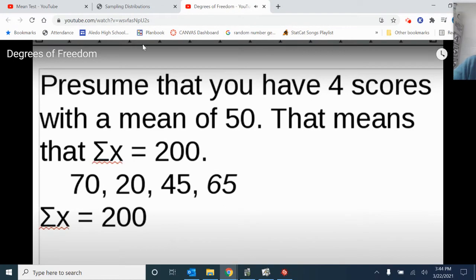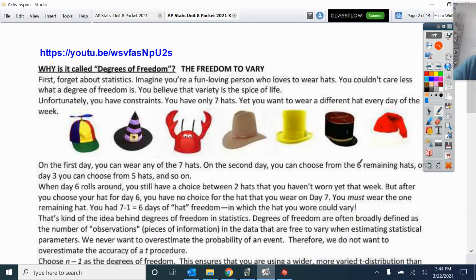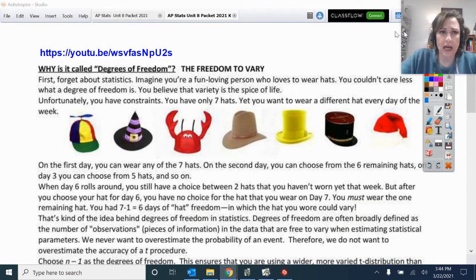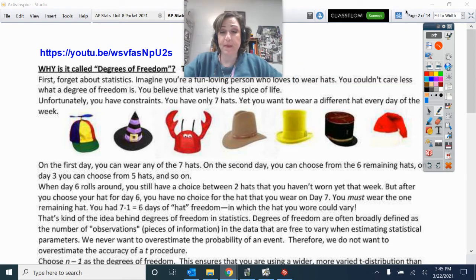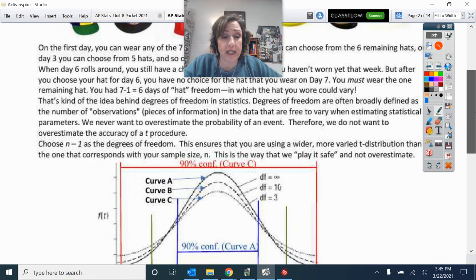Okay, so that is a very simplistic example. And I have this article here that I'm not going to go through, but it's similar with the hats. If you had these 7 hats, then the first 6 days, you have the freedom to choose. But on that 7th day, whichever one is left, that's what you've got to wear. You don't have a choice. So your degrees of freedom are n minus 1.